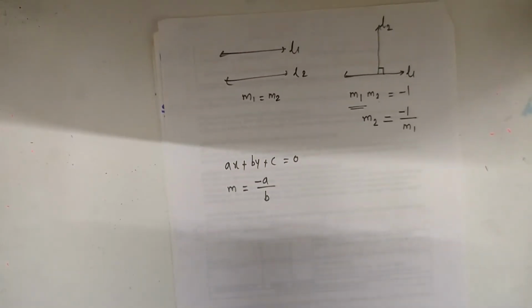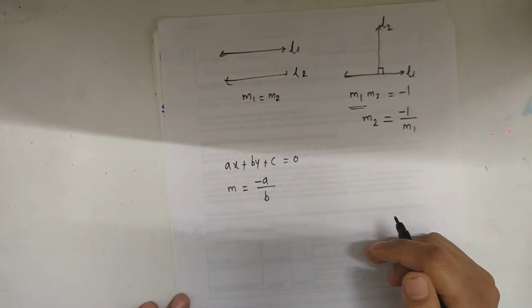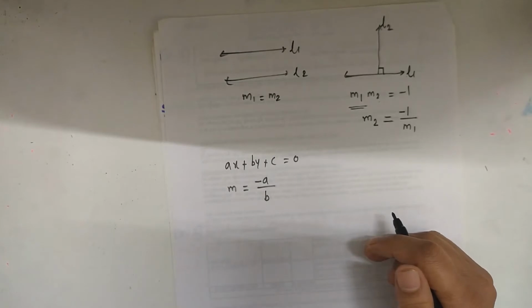In the previous video, we learned about the combined equation of pair of lines and homogeneous equation of degree 2 in x and y. Now, in this video, we are going to solve some examples on exercise 4.1. Before solving the examples on the exercise, let's revise some basic concepts.